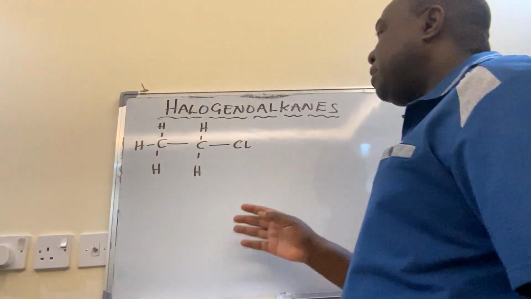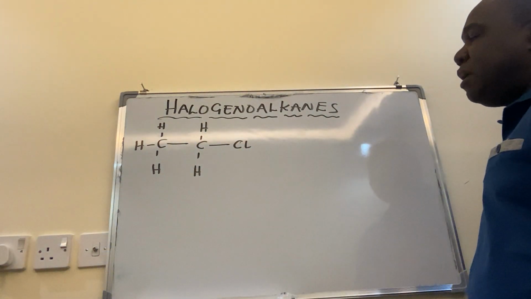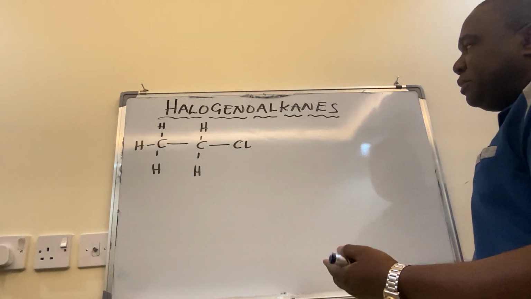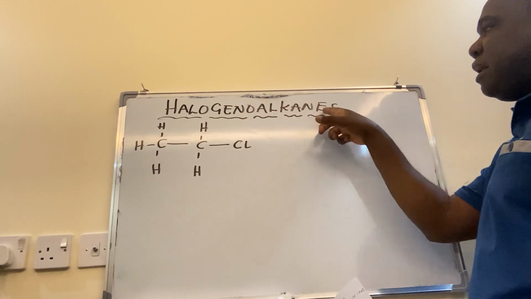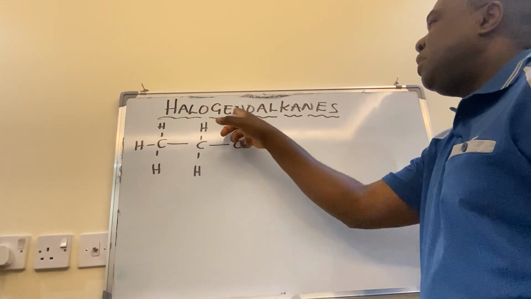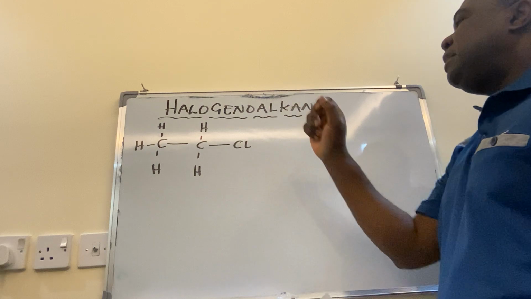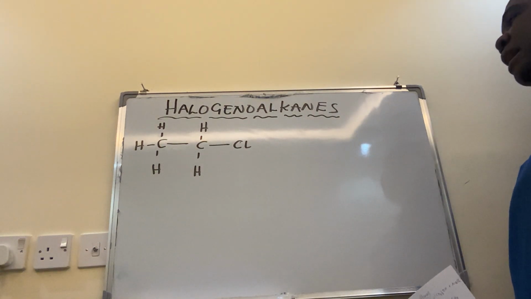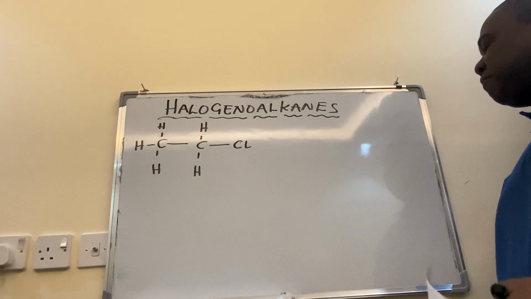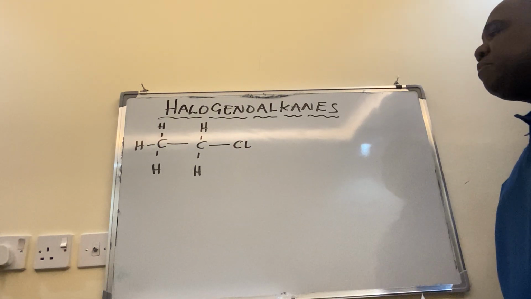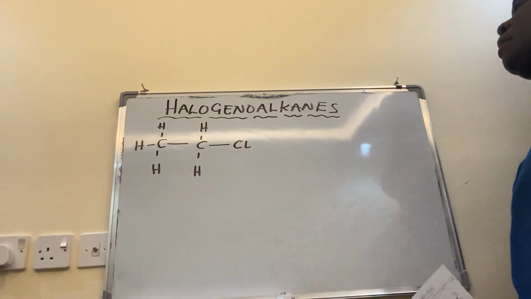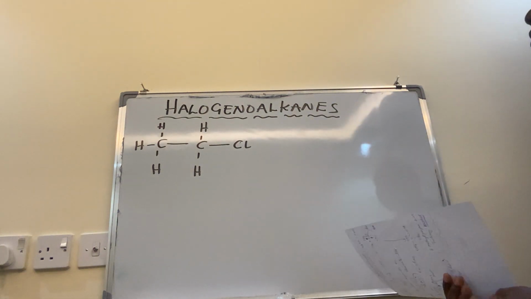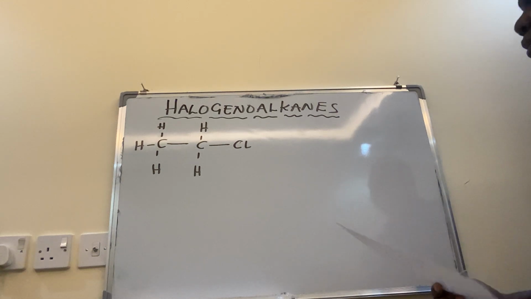So if you look at the board here, I have a halogenoalkane. Now, simply put, what is a halogenoalkane? If you focus on the name, there is an alkane part, and then there is halogeno, meaning we have connected an atom of a group 7 element, which could be fluorine, chlorine, bromine, or iodine. So we have a halogen atom sitting on an alkane. So the complete name is called a halogenoalkane.